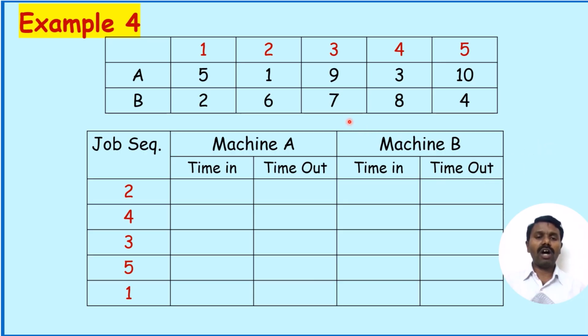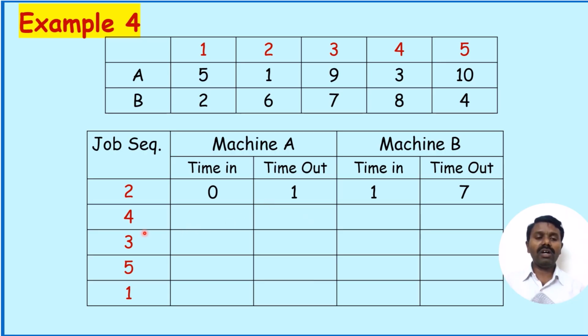Now we need to start with order 2. Order 2 will take 1 minute on machine A and 6 minutes on machine B. So here the in time will be 0, and it will take 1 minute, so it will become 1 minute out time. And for machine B, in time will be after 1 minute, and it will take 6 minutes here, so 1 plus 6, it is 7 minutes.